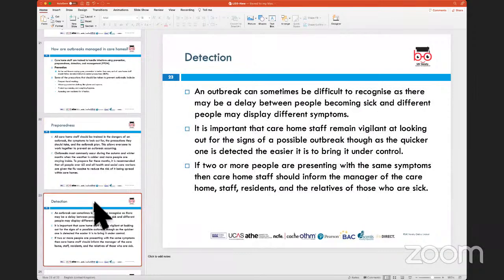Now, we also talk about detection. So once you're trying to prevent, you're prepared, then you try and detect further spread of infections, or further spread of this outbreak into other members of the care home, which could be family, friends, relatives, staff, say, for example, partner suppliers who are providing these services. So the idea here would be to detect that.